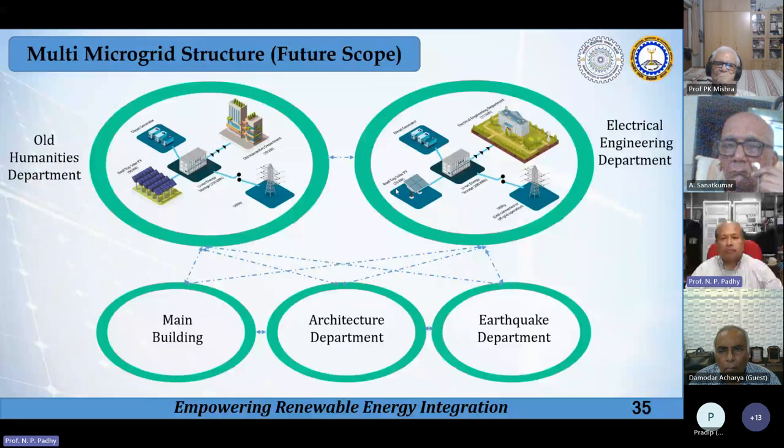So what is our future scope? The future scope is very interesting. Tomorrow we'll have millions of microgrids of similar structure, where we will have PV, batteries, buildings, consumers, diesel generator, main grid, everything. Tomorrow we'll have IIT Bhubaneswar as a campus, SO as a campus, IMT as a campus. Every campus becomes a microgrid.